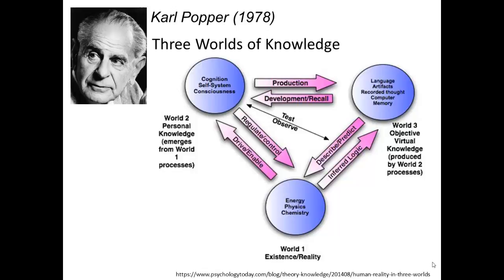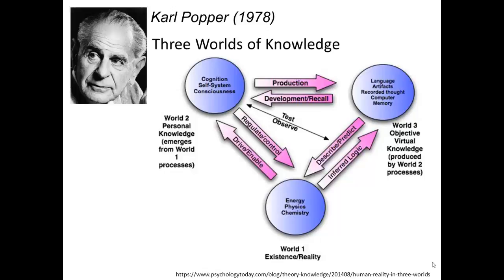And all these three worlds are separate but interact with each other. So, for example, we observe, as individuals, the world out there. It drives, it enables our consciousness, our understanding, the processes in our mind. That causes us to produce artifacts, digital records, papers, descriptions, photographs, any kind of physical or digital representation of that world.